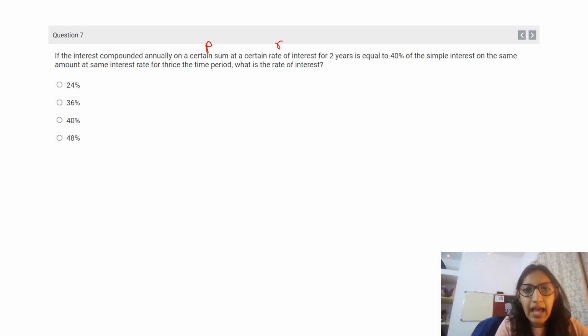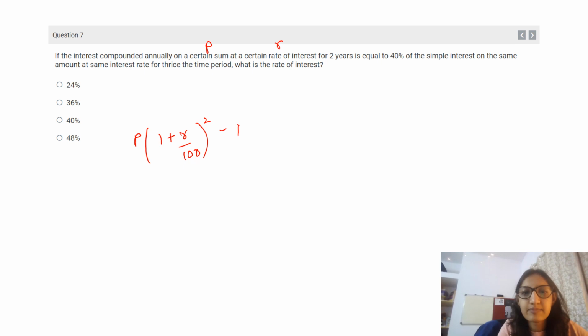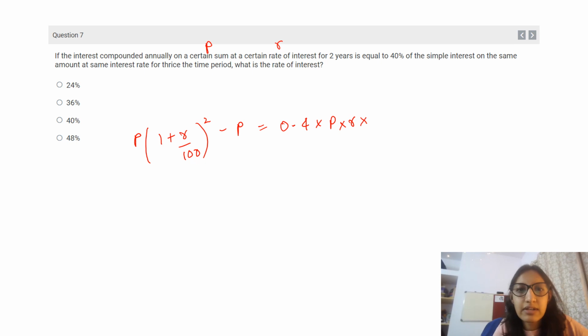Compounded annually for 2 years, so that means P into (1 plus R by 100) to the power 2 minus P is equal to 40%, that means 0.4 of simple interest. So P into R into thrice the time period. Initially it was 2 years, and if we do it thrice, that will be 6, into 100, and we need to find R.